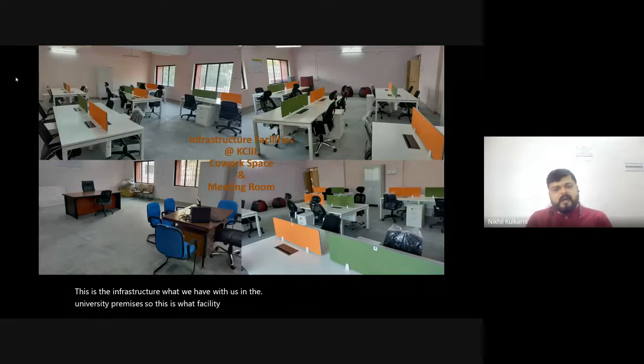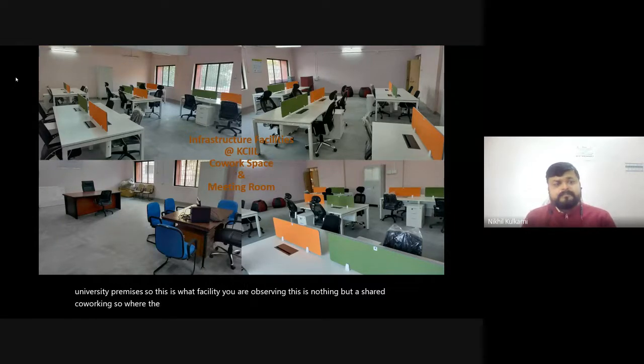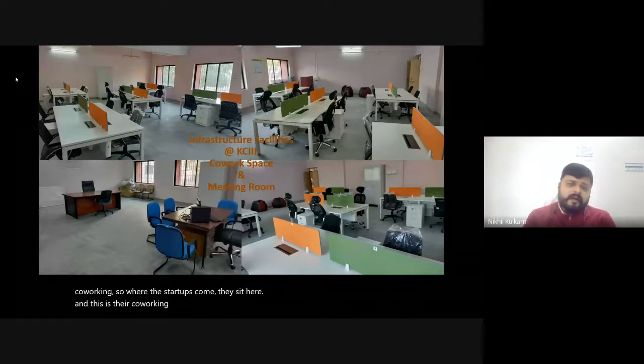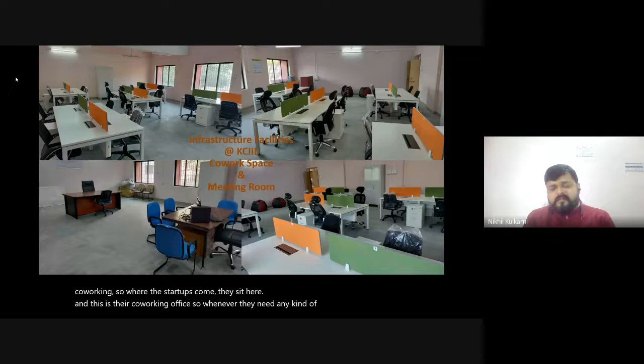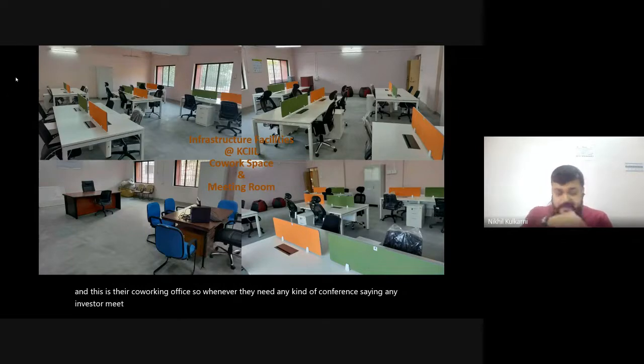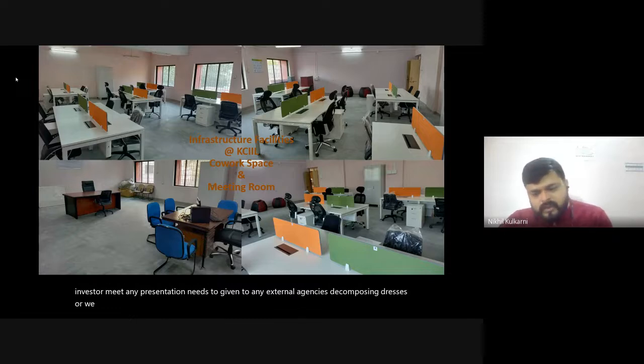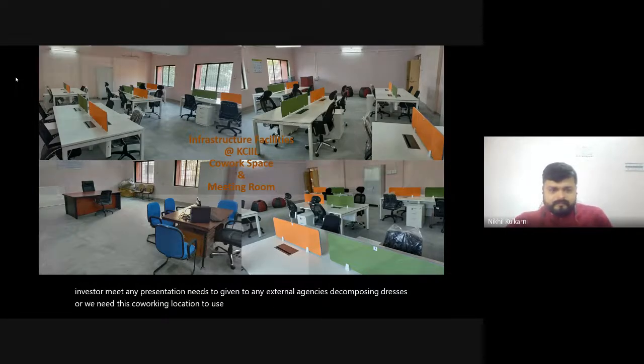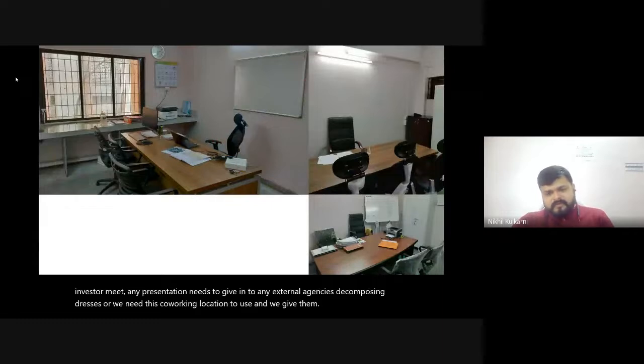This is nothing but a shared co-working space, where the startups come and sit, and this is their co-working office. So whenever they need any kind of conferencing, any investor meet, or any presentation to be given to external agencies, they come to us and say, sir, we need this co-working location to use, and we give it to them. This is the office space which we have with us.